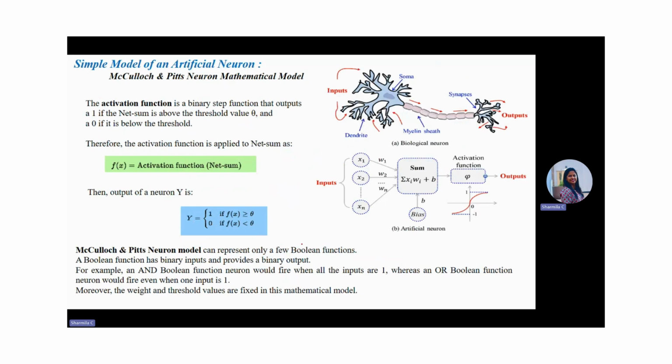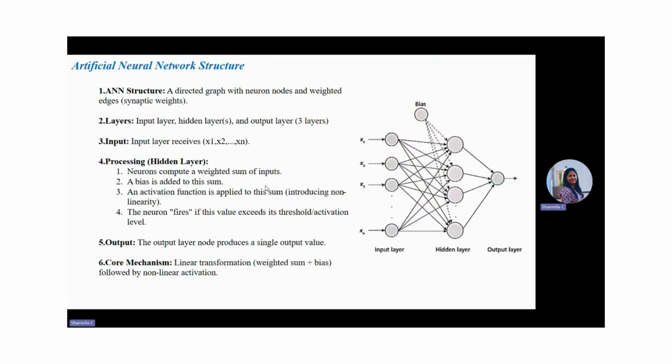So if people are familiar with the Boolean functions, we have AND, OR, NAND, NOR, XOR, and so on. A Boolean function has a binary input and provides a binary output. So this is a simple artificial neuron we have. With this, we take the artificial neural network structure. As the name itself tells, it is not a single artificial neuron. It is an artificial neural network.